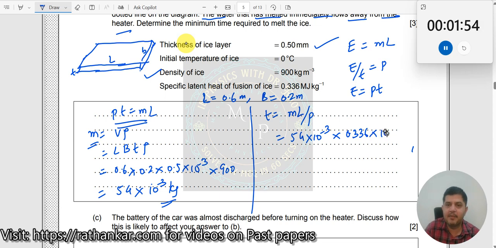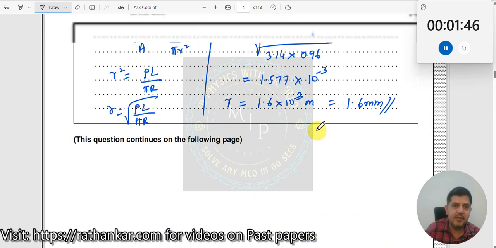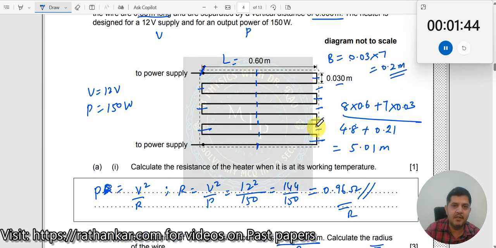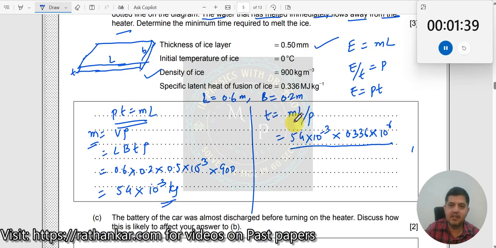0.336 into 10 to the power of 6. Mega stands for 10 power 6, divided by power. What is power? Where is the power here? We have seen this in the previous problem. Power is seen to be 150 watt. Okay, so let us substitute that also.